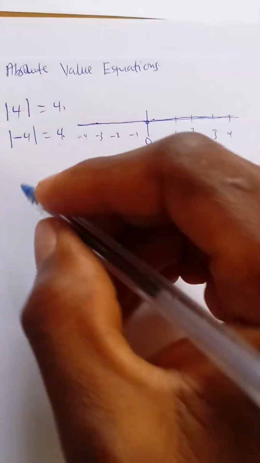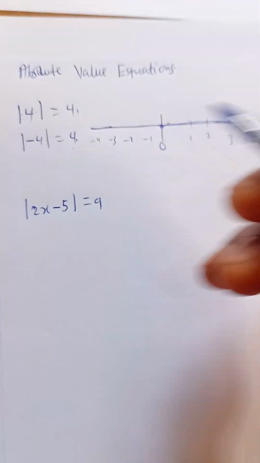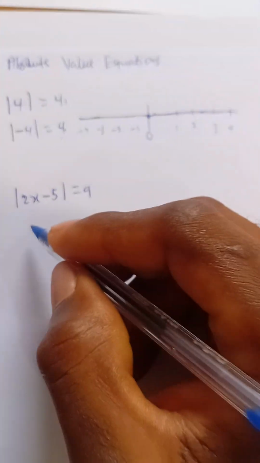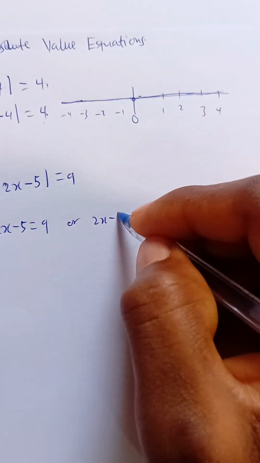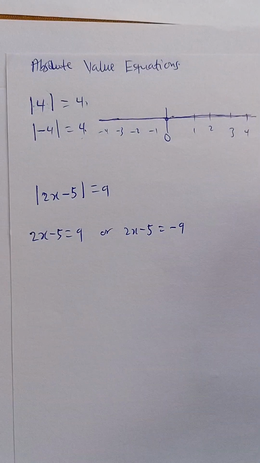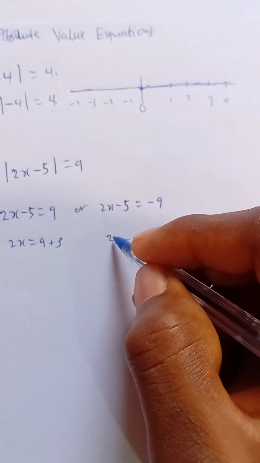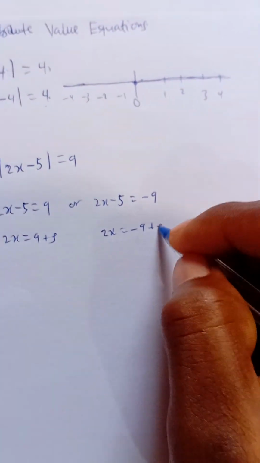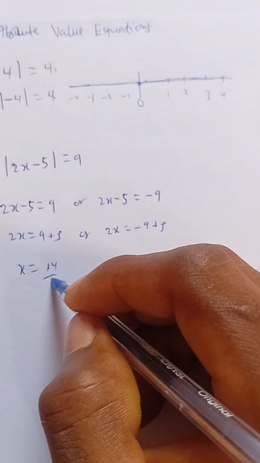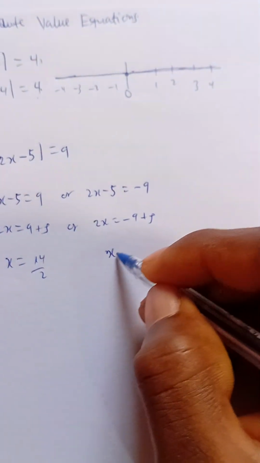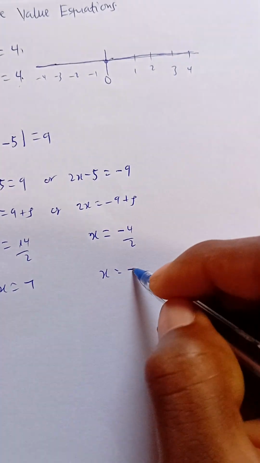So now we can solve questions. Let's find this. We are given this. So we can have 2x minus 5 equals 9, or 2x minus 5 equals -9. Then we solve for both of them. So here 2x equals 9 plus 5. Here 2x equals -9 plus 5. Here we get x equals 14 on 2, and here x equals -4 on 2. We are having 7 here, and -2 here.